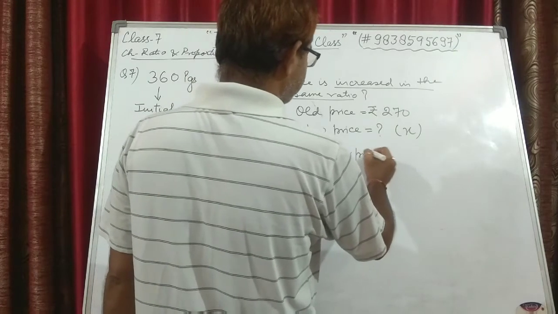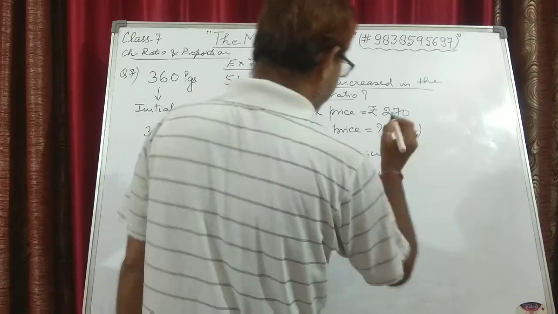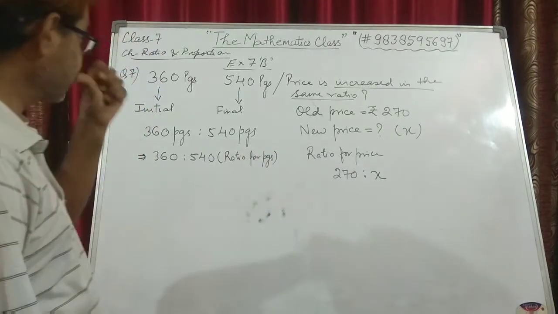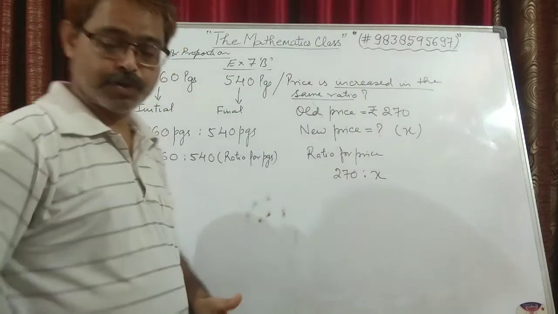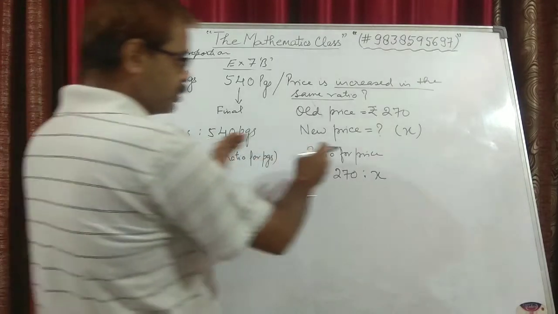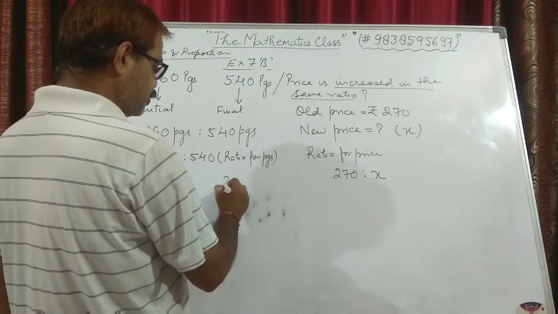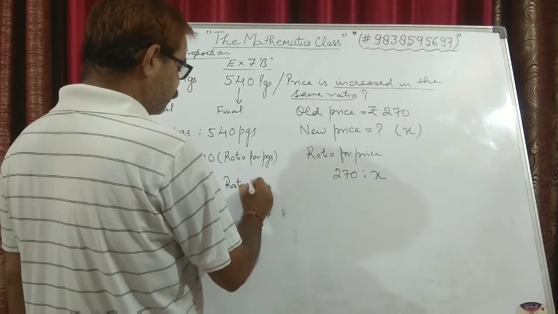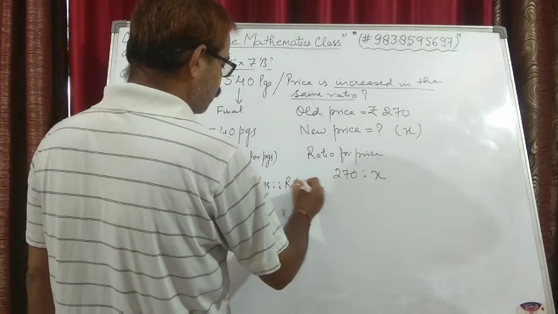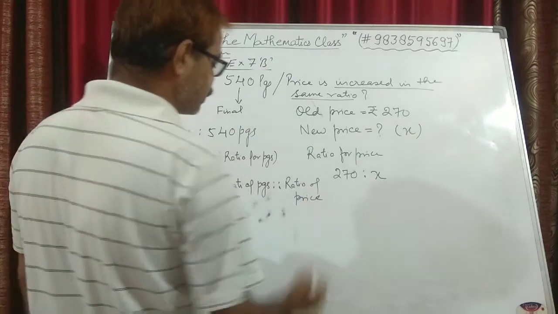The ratio for price will be 270 rupees is to X rupees. I am not writing rupees because the ratio should not have any unit. Now they say that the price is increased in the same ratio. It means that the ratio of pages is proportional to the ratio of price. When they are proportional, it means they are equal.